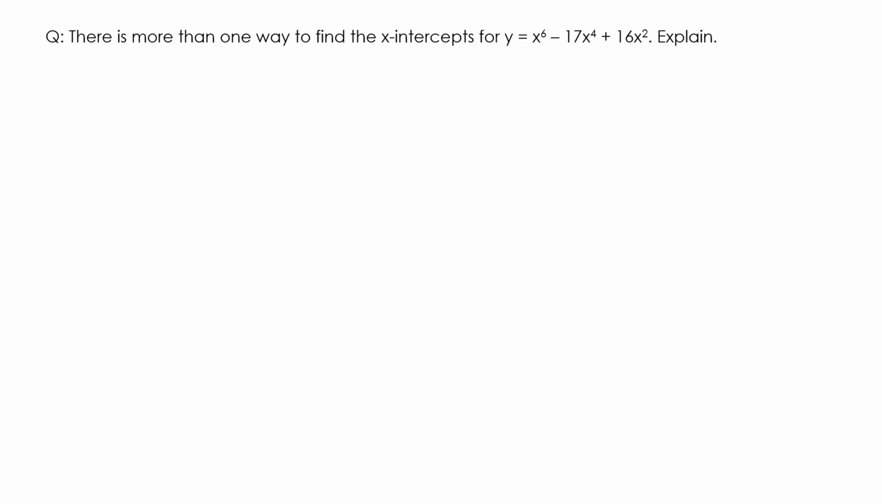Question: there's more than one way to find the x-intercepts. Explain. Okay, there are lots of ways. The two ways we're talking about here are just plain old factoring and the factor theorem. So let's talk about factoring first. Here's our question for factoring.